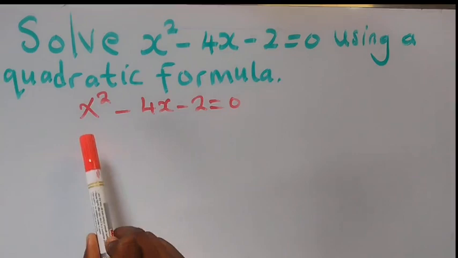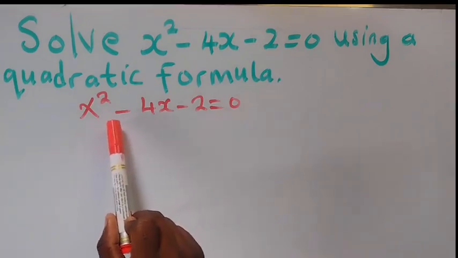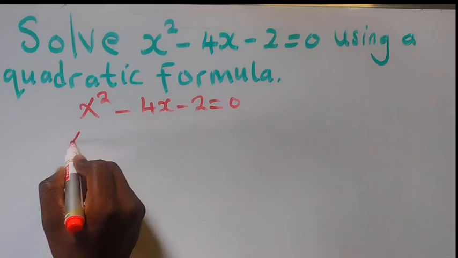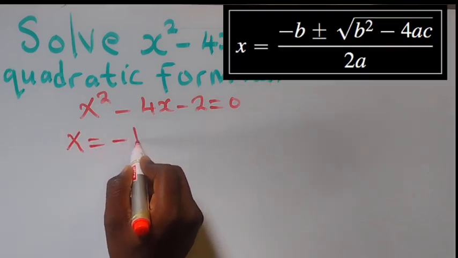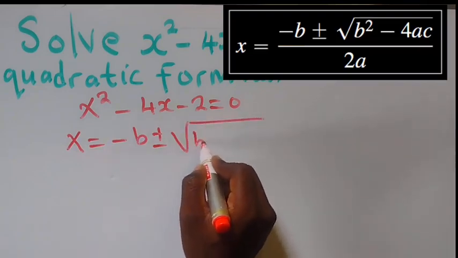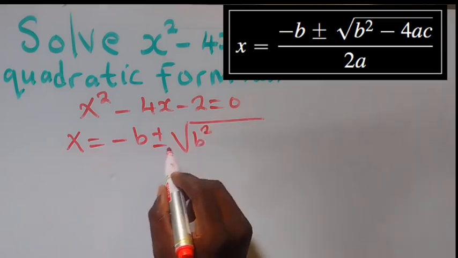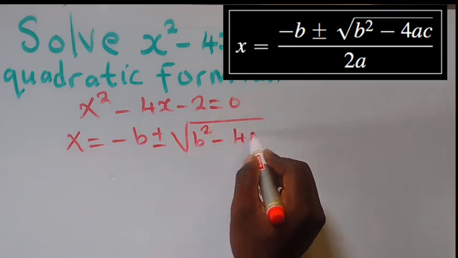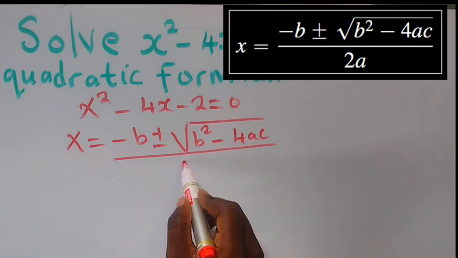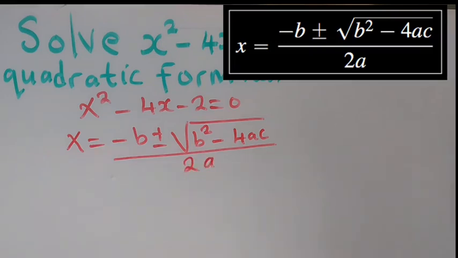The first thing, we're going to write our question the way it is, which is x² minus 4x minus 2 is equal to 0. Then from here, we are going to write our quadratic formula that we can use to solve this quadratic equation. This is our formula. x is equal to negative b plus or minus the square root of b squared minus 4ac. Then we divide everything by 2a.